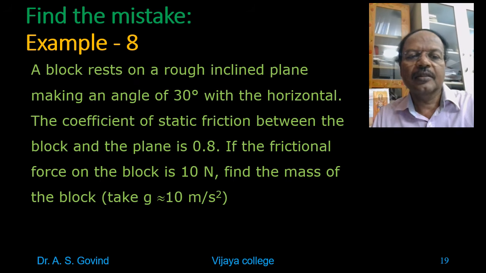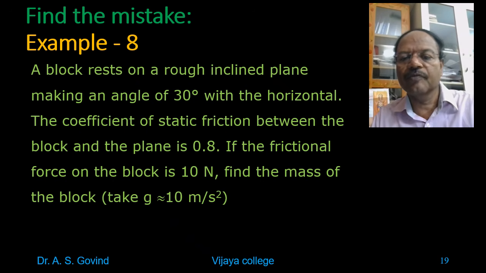Example 8. A block rests on a rough inclined plane making an angle 30° with the horizontal. Coefficient of friction between the block and plane is 0.8. Frictional force is given to be 10. Find the mass of the block.